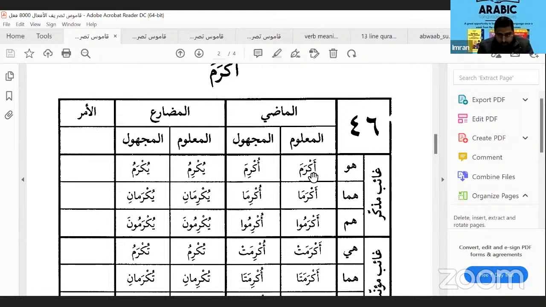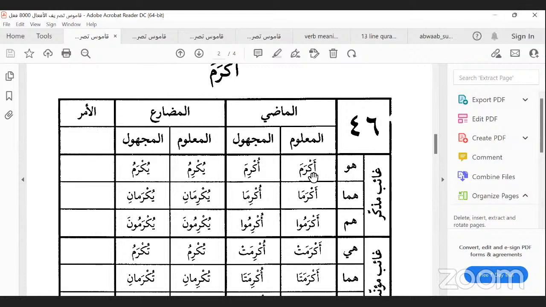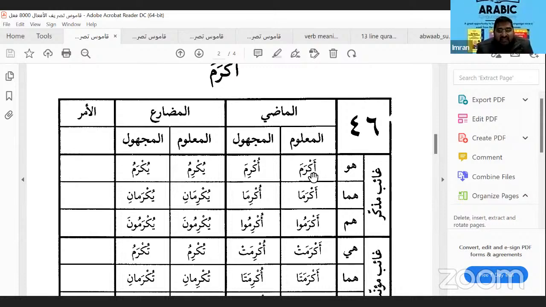But when you bring dhahaba onto this pattern, adhaba yudhibu, it gives the meaning he caused someone to remove something. Is this something like a causative then? Yes, exactly. This verb gives the meaning of causative: he caused the removing of something from someone.